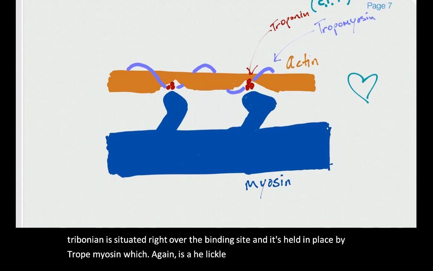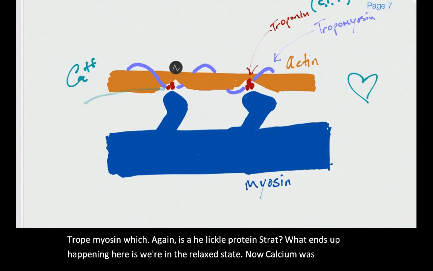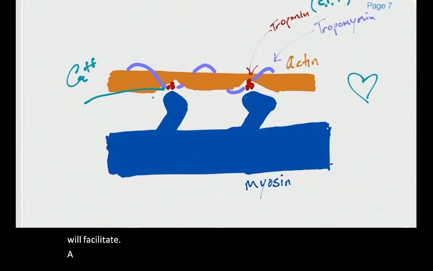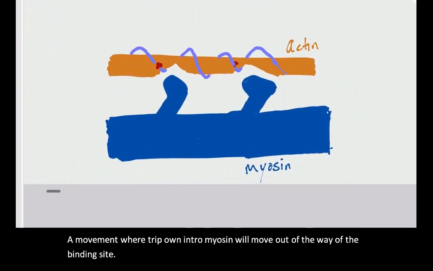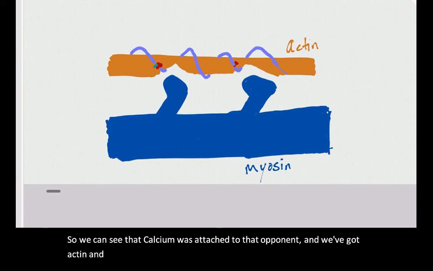So what ends up happening here is we're in the relaxed state now. Calcium was released, calcium is going to travel attached to the troponin, and that will facilitate a movement where troponin-tropomyosin will move out of the way of the binding site. So we can see that calcium was attached to the troponin, and we've got actin and myosin ready to bind. So it's a little more complex than just connecting together.